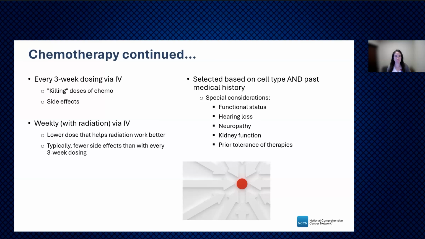So the differences are that every 3-week chemo is this bigger dose. It's this killing dose of chemo where we're really going to have a big effect on cancer cells. With the bigger dose, that can come with a little bit more side effects. The weekly treatments with radiation, what I'll tell patients is that Dr. Owen's radiation treatment is the workhorse in trying to kill cancer cells right now. And the weekly chemotherapy is really the supporting actor, helping the radiation work better. So again, with a lower dose, there's typically fewer side effects than compared to the 3-week dosing.